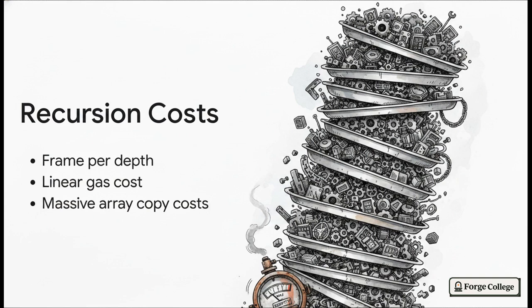But you know what the real silent killer is here? Data movement. If you pass large data structures, like arrays, by value, the compiler allocates memory for copies at every single invocation. Going back to our metaphor, instead of pointing to one shared tray of food, you are literally cloning the entire buffet onto every single tray you stack. It multiplies your gas cost by the depth of your trays. Always pass compact parameters like indices instead.